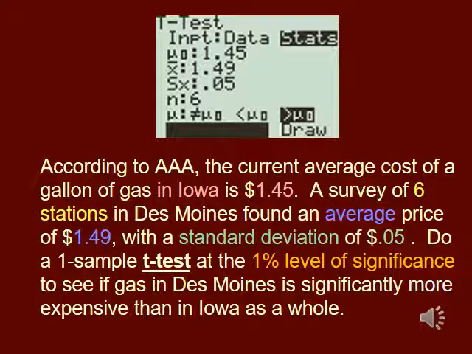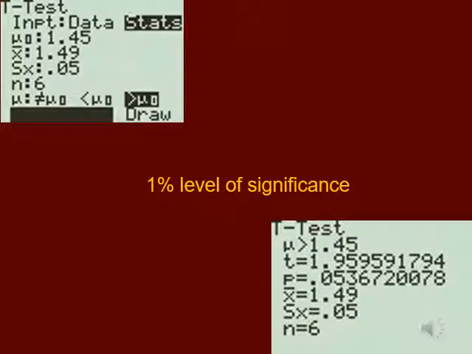The question is saying, is gas more expensive in Des Moines? That's why greater than is highlighted for this test. If I were asking about the p-value, this time it's like 0.05367. And again, I would accept a range of answers. Probably I'd accept 0.05 perfectly well for that one.